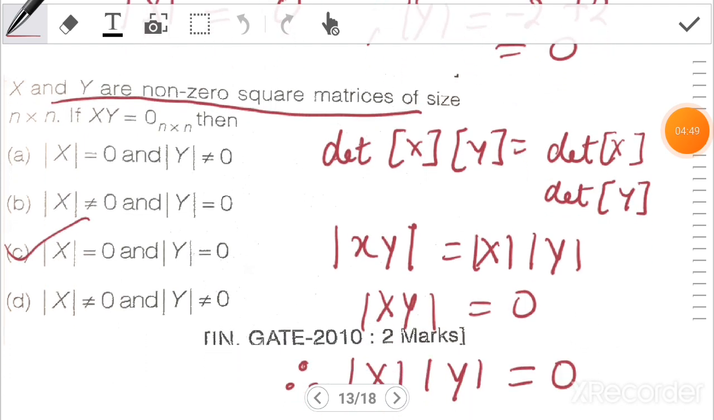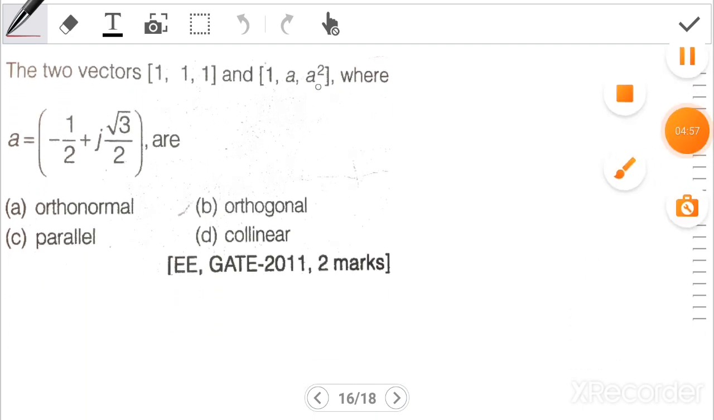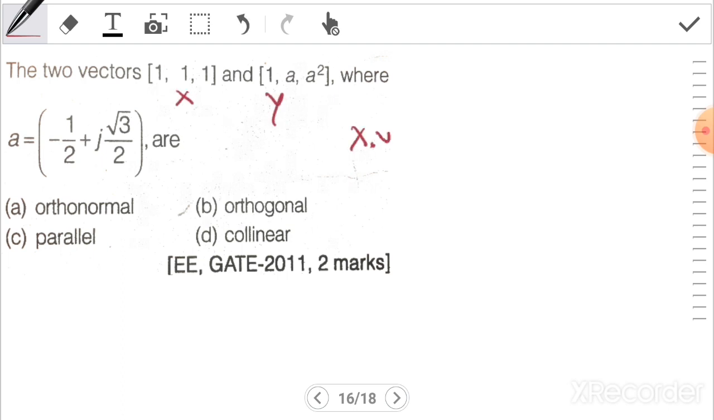Okay, let's go to the next question. The two vectors and where A is equal to minus half plus j root 3 by 2 are. Okay, for two vectors to be orthogonal, their dot product should be 0. So if this is vector x and this is y, so x dot y should be equal to 0.